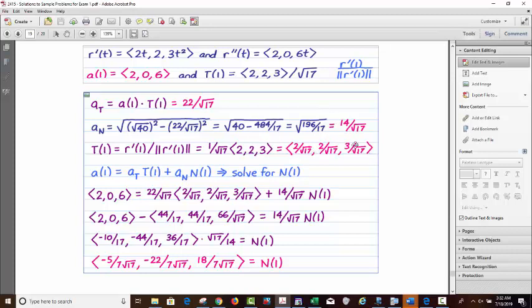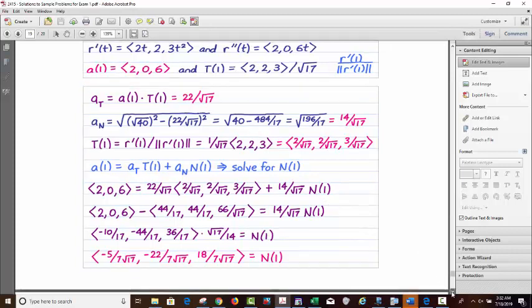Okay, I've already explained this, the T1. We've already got that. And then now we have everything. So we have all 4 pieces. So everything's in pink that we need here. All 4 of those are in pink. And then we can just solve this algebraically for N1. So the A1 on the left side, 2, 0, 6, equals the AT, which is 22 over root 17, times T1, right here, plus AN, which is 14 over square root of 17, times N1. N1 is our unknown variable that we're solving for.